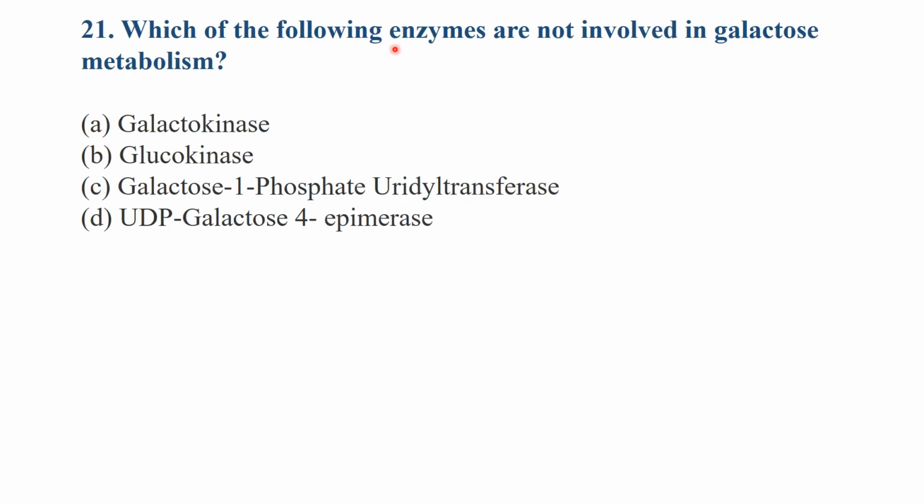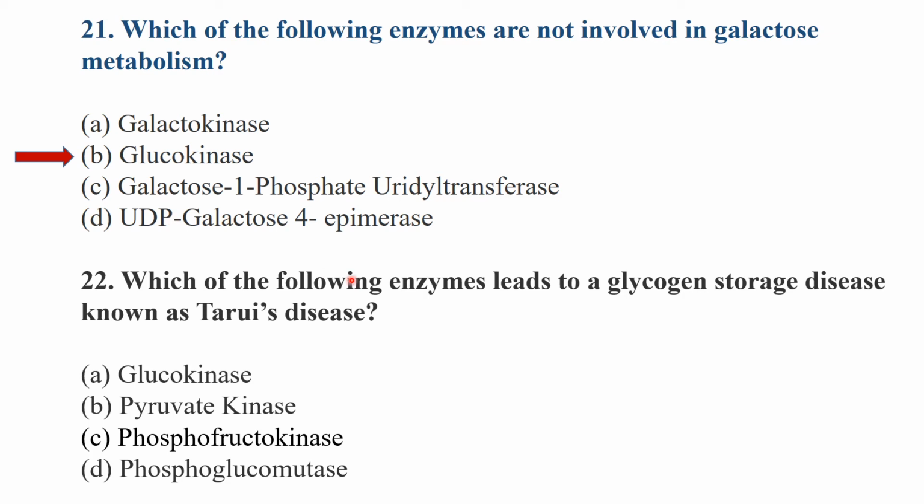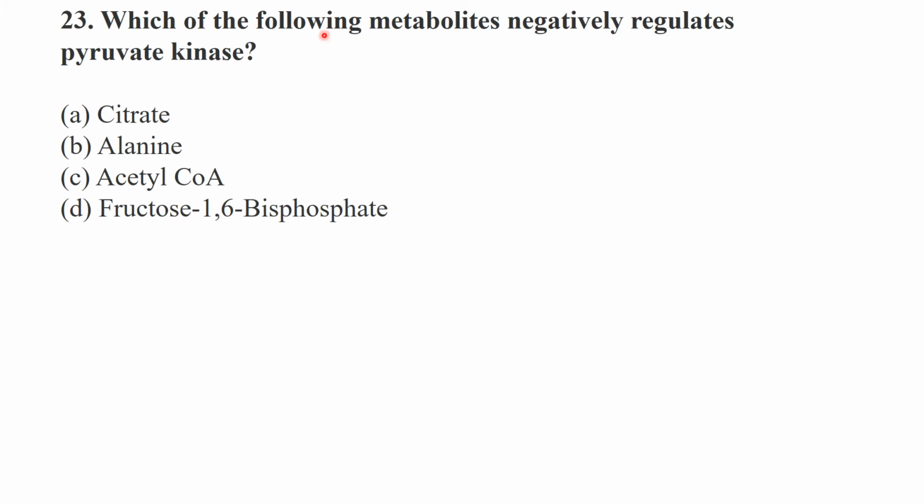Which of the following enzymes is not involved in galactose metabolism? Glucokinase is not involved in galactose metabolism. Which of the following enzymes leads to a glycogen storage disease known as Tarui disease? Phosphofructokinase. Which of the following metabolites negatively regulates pyruvate kinase? Alanine negatively regulates pyruvate kinase.